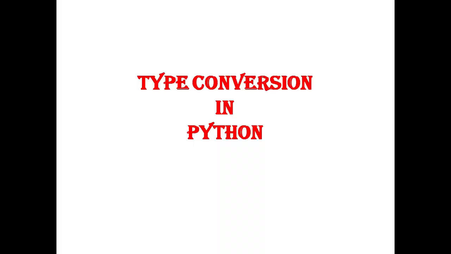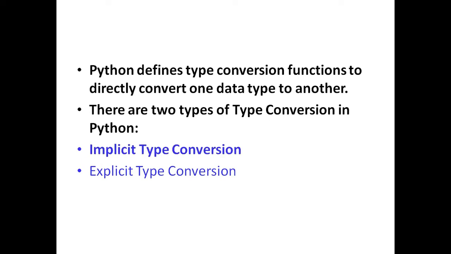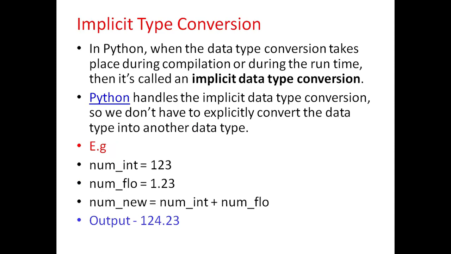Here we will see type conversion in Python. Python defines type conversion functions to directly convert one data type to another. There are two types of type conversion in Python: implicit type conversion and explicit type conversion. First we will see implicit type conversion.